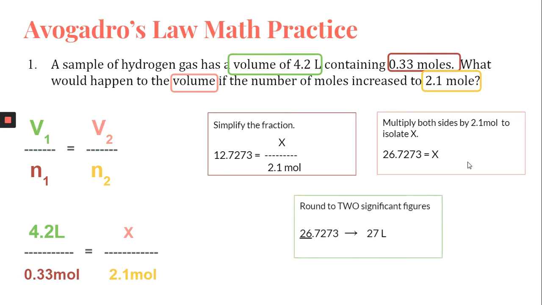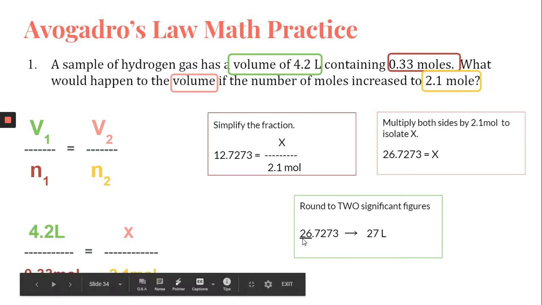The last step, as we know, is to round according to the rules of significant figures. If we take a look at all of the values that have been given to us, this has 2 sig figs, this has 2 sig figs, and this also has 2 sig figs. We want to round our number to have the same number of sig figs as the lowest number of sig figs given to us in the problem, which is 2.